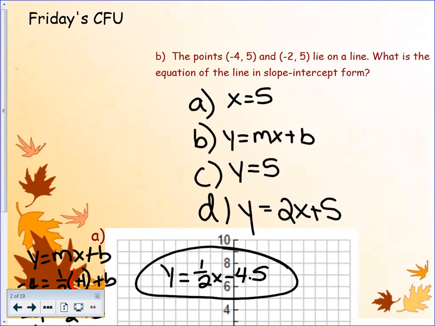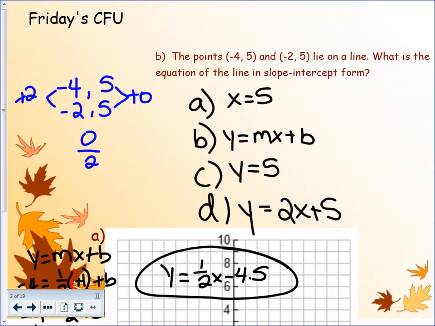All right, on to the second question that you guys had. This was a multiple choice question. You had 2 points. You had to find your slope first to be able to write your equation. So I have -4, 5. I have -2, 5. My change in y is +0. My change in x is +2. So 0 divided by 2 is 0. That makes my slope 0 in my equation y equals 0x plus b.